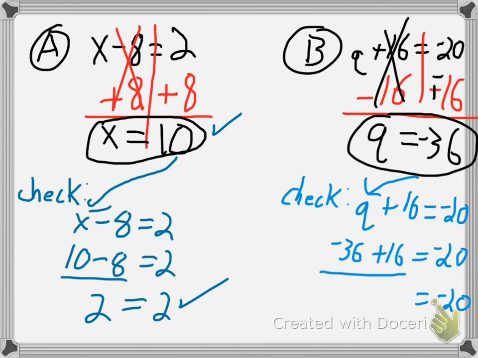I actually have to go through negative 36 plus 16. Well, they have different signs, so I would do absolute value and subtract. 36 minus 16 is 20. And since 36 is bigger and it was negative, my answer is negative. So looking here, negative 20 is equal to negative 20. That works, meaning that's the correct answer. Let's look at another example.